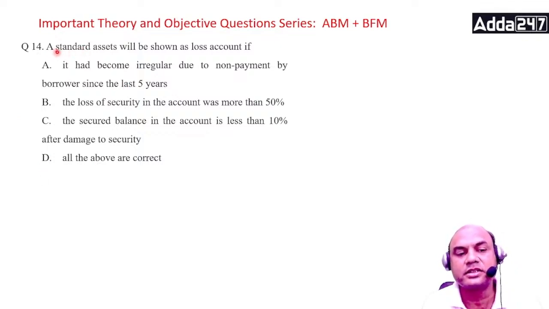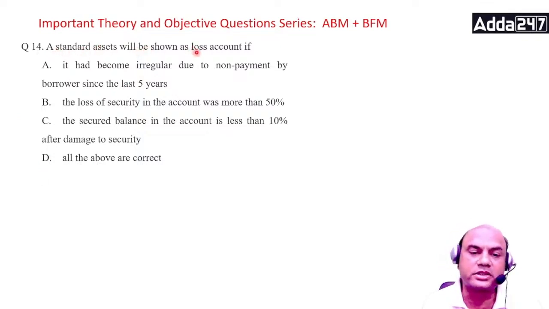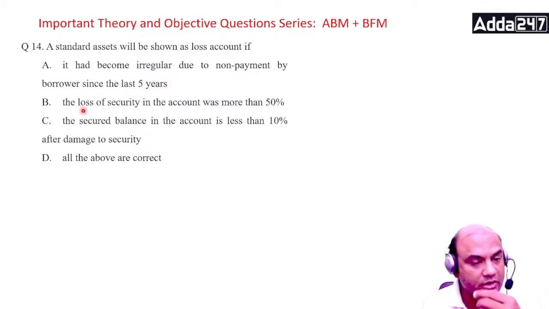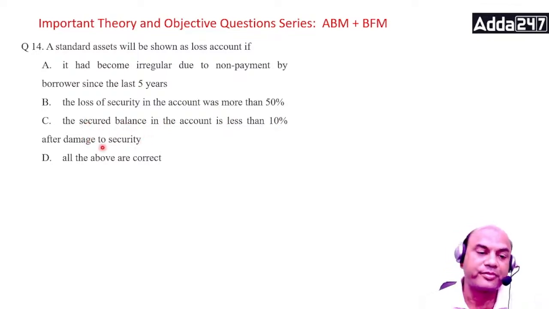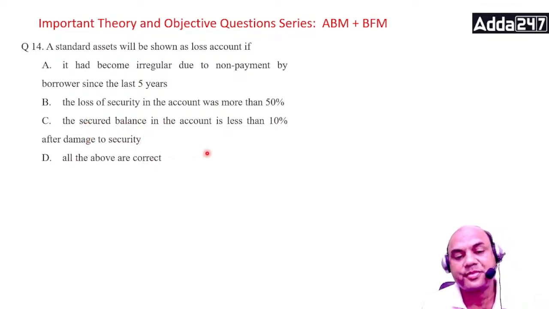A standard asset will be shown as a loss asset if it had become irregular due to non-payment by the borrower since the last 5 years; the loss of security in the account was more than 50%; the secured balance in the account is less than 10% after damage of the security; or all of the above are correct. So what is the correct answer? Think over it and give me the correct answer in the comment section.